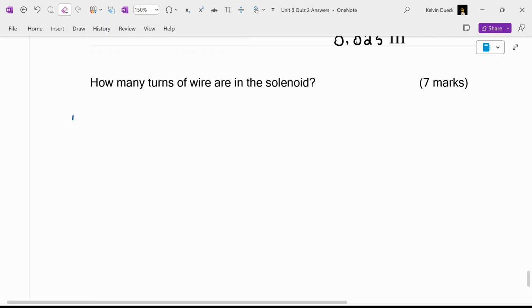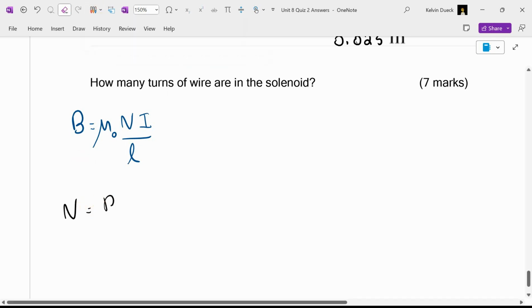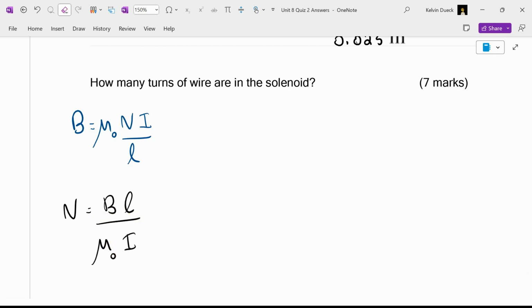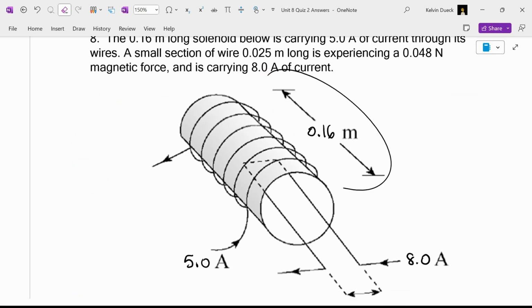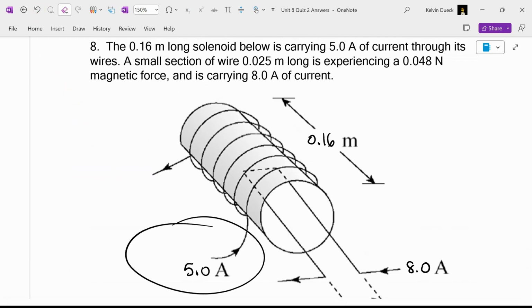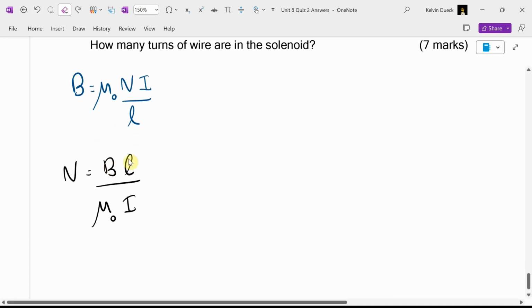So I started out pretty basic. I said, okay, B equals mu naught N times I over L. Jesse, what do they want me to get by itself? Okay. I said, this is not too hard. N is going to be B times L divided by mu naught times I. And then I went, ooh. Well, first of all, which L? This is the solenoid, this length, because it's the solenoid. Which A? This is the solenoid, this A, because it's the solenoid. But I don't know B, the magnetic field strength.